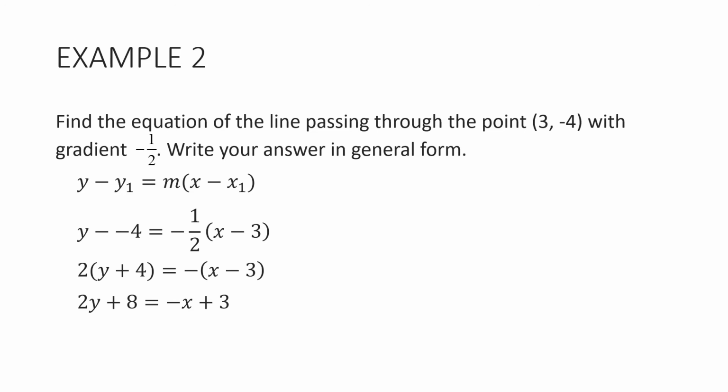Now into general form, I really want the x to be positive, so I'm going to bring it over here. And I'm also going to bring the 3 over. And so our answer is x plus 2y plus 5 is equal to 0, and that's in general form.